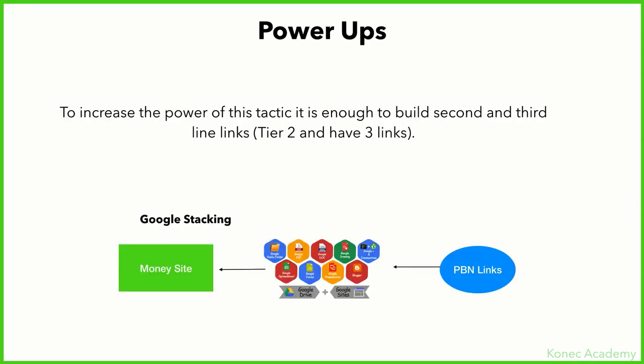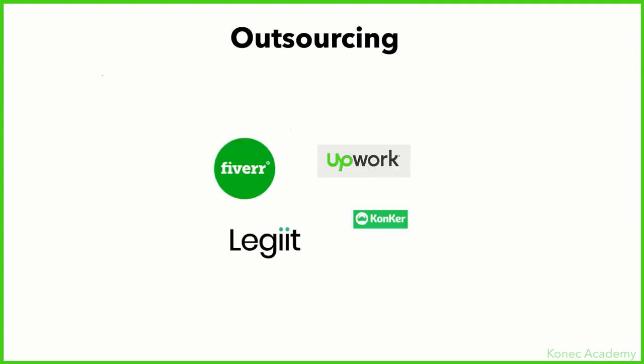Now let's talk a little bit about power-ups. Of course, with any link building strategy, you can have tier 2 and tier 3 links pointing to them. So the idea here is that you do a Google stacking which points directly to your site, because it's extremely safe and it's using Google's own properties. And then you point PBNs to the Google Sites or to the docs or to any one of these properties. This way you can be a bit more safe. So if you don't want to point PBNs directly at your money site, just make these stacking as sort of a buffer and then point the PBN links to the properties so that they are not pointing directly to your money site.